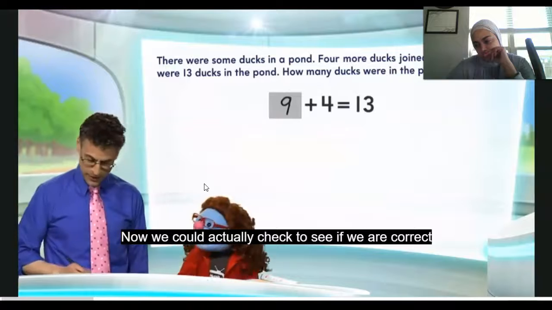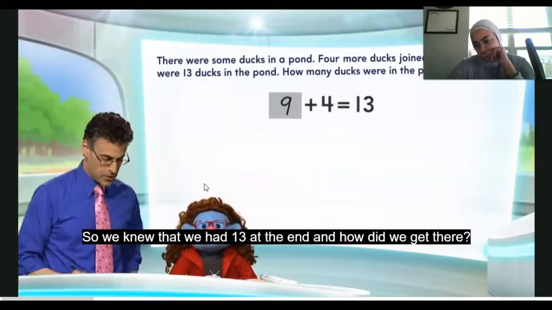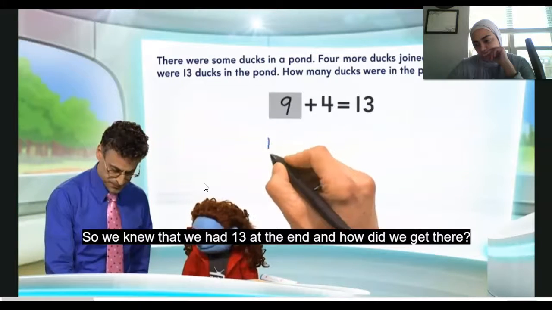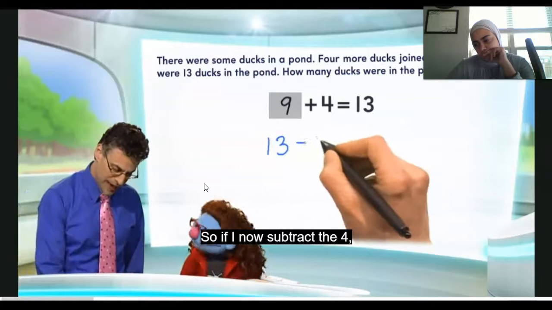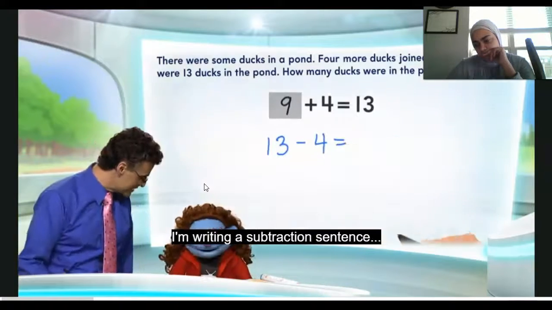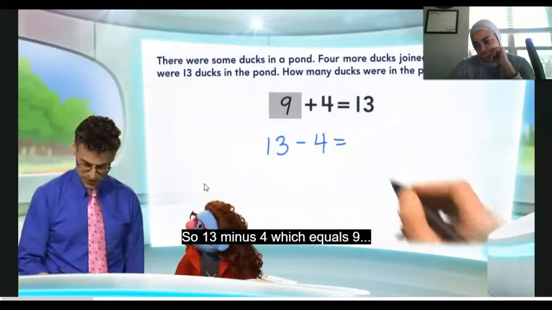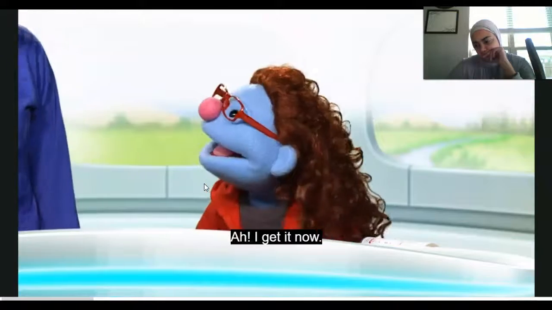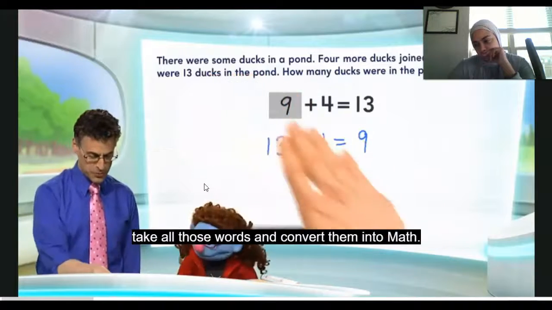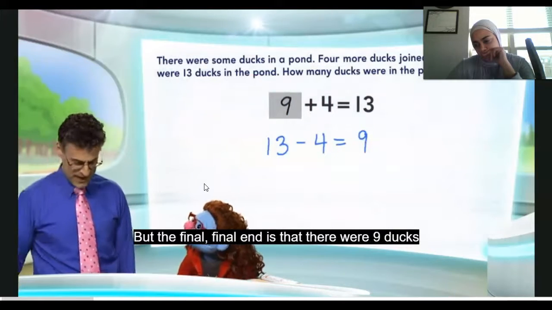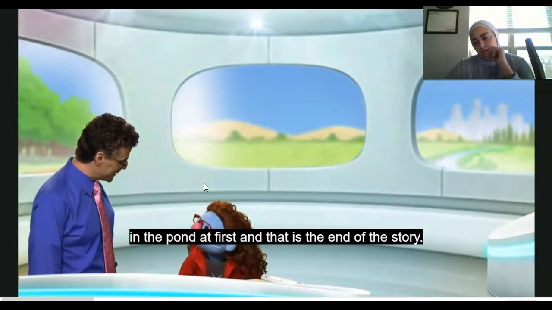Now, we could actually check to see if we're correct, because we can now work the question now that we know exactly how many we have at first. So we knew that we had 13 at the end. And how did we get there? Well, it's because those 4 joined. So if I now subtract the 4, I'm writing a subtraction sentence, and that should tell me how many we had at the beginning. So 13 minus 4, which equals 9. And that checks. I get it now. Isn't that great? So writing these number sentences are a great way to take all those words and convert them into math. But the final end is that there were 9 ducks in the pond at first. And that is the end of the story.